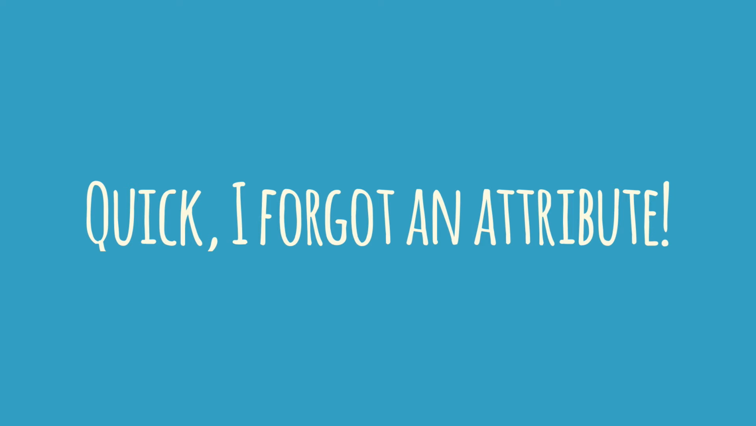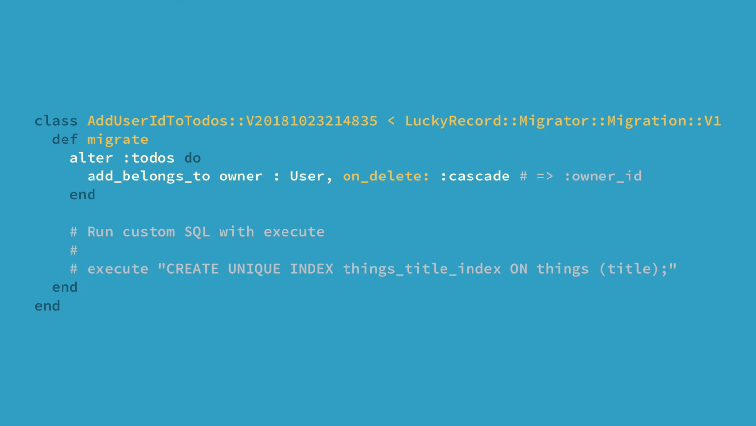Right, so we created our migration and we forgot something. Did somebody spot it? We forgot the owner. Like a user has many to-dos. That's what it's called in Rails. And here you alter the to-dos table and you add the belongs to owner of type user. And when the owner is deleted, we want to cascade this deletion to all the to-dos. And you can also, with execute, just run custom SQL. Also like in Rails.